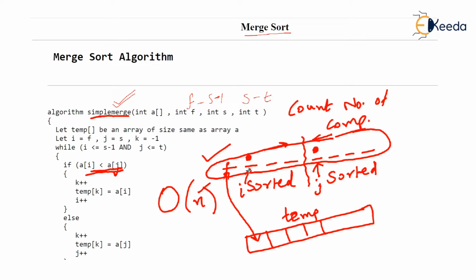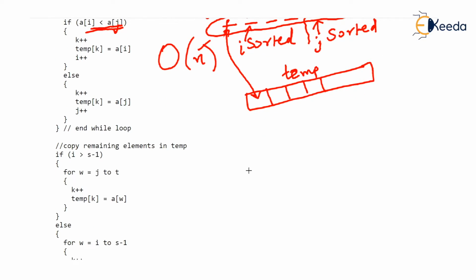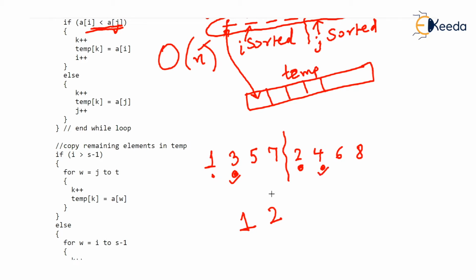Let me prove it with an example. Imagine that we have two sorted partitions: 1, 3, 5, and 7. And the second sorted partition is 2, 4, 6, and 8. Now, if you count the number of comparisons, 1 is compared with 2, and 1 is copied because it is lesser. Then 3 is compared with 2, 2 is lesser, so 2 is copied. By the way, two comparisons have been done, 1 with 2 and 3 with 2. Now 3 is compared with 4. When 3 gets compared with 4, 3 gets copied. So 3 comparisons have been done.